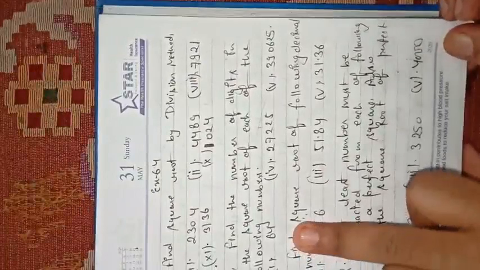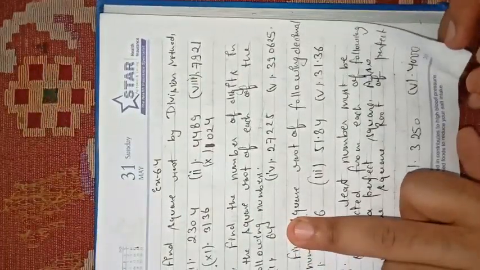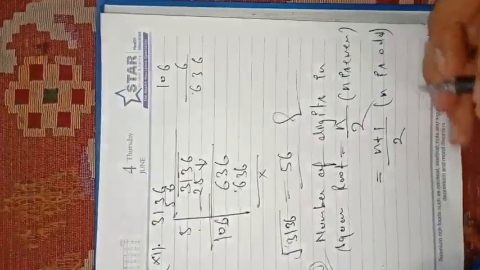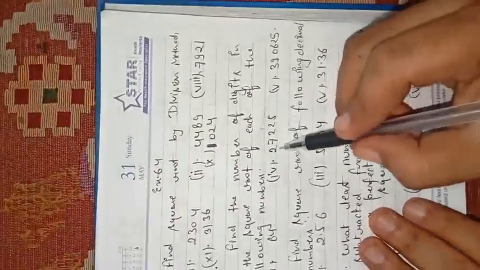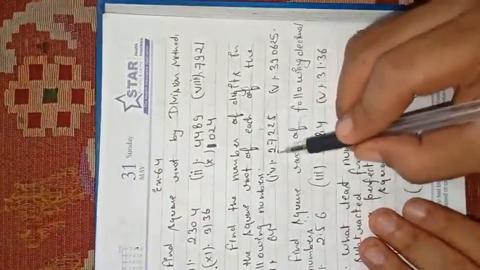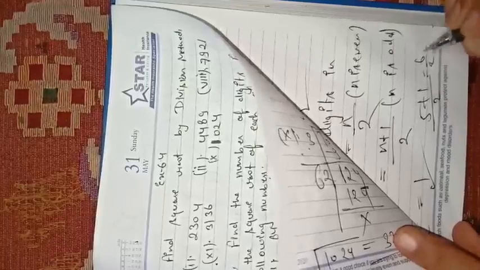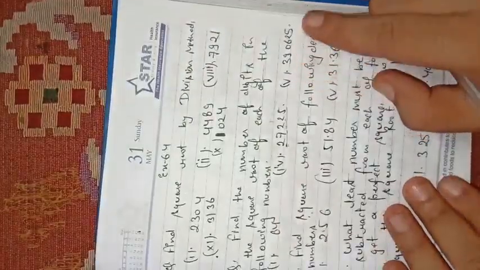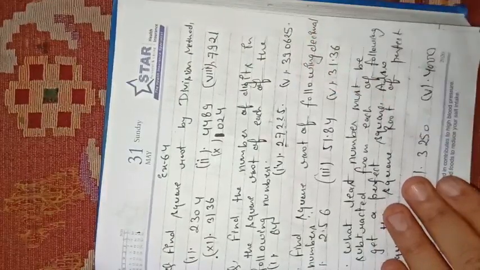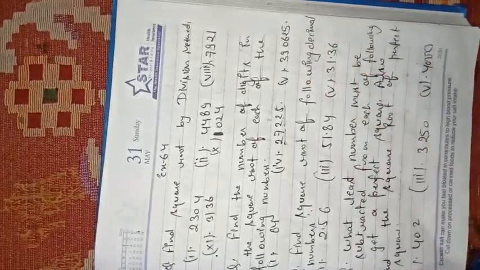Now we have to calculate the number of digits in the square root of 64. How many digits are there? 2. 2 is even number or odd number? Even number. So just make it half, 2 upon 2. One digit will be there in the square root. How many digits are there in this part? 1, 2, 3, 4, 5. 5 is odd number. So add 1. So 5 plus 1 divided by 2. 6 upon 2. So number of digits in the square root will be 3. Similarly here 3, 3, 6. 6 digits are there. So even number, 6 upon 2. 3 will be the number of digits in the square root of this number. I hope you understood this.